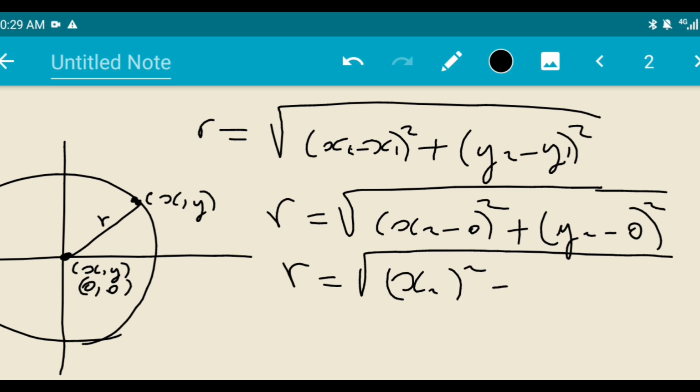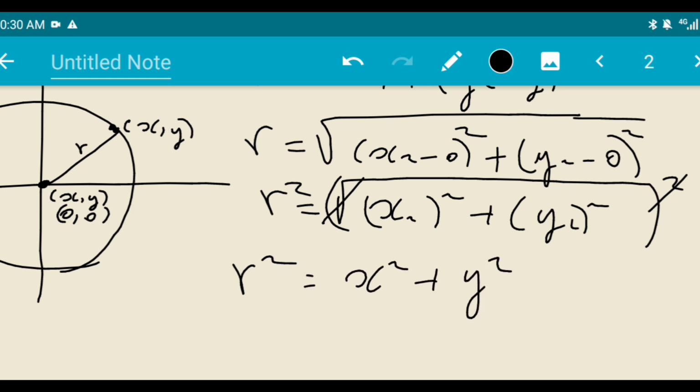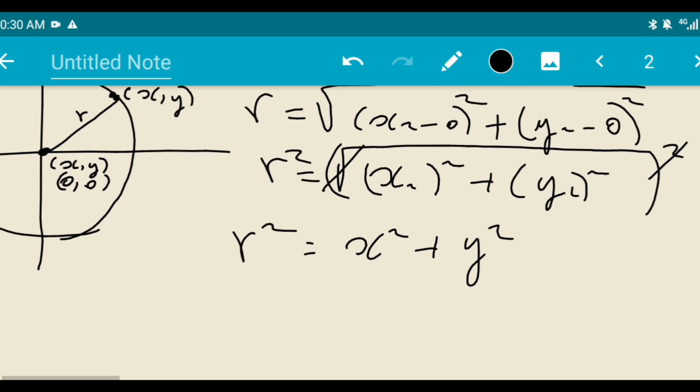Then let's remove the square root by squaring both sides. So that would be r squared, and the square and the square root will cancel out, and what we're going to remain with is r squared equals x squared plus y squared. This here is the equation of a circle under conic sections.